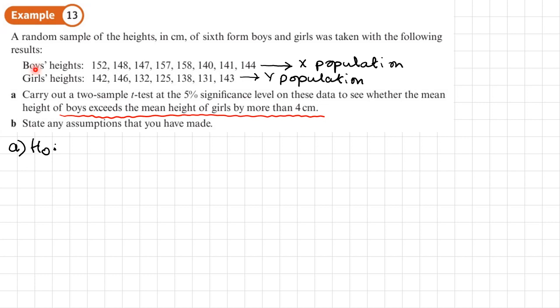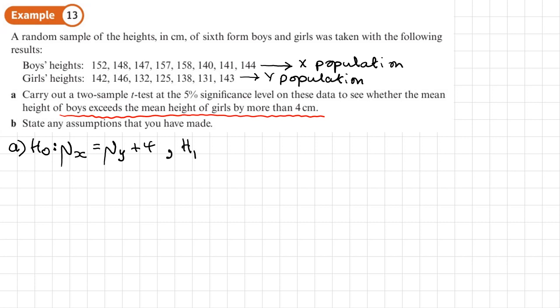So here I'm making the boys the X population and the girls the Y population, because I'm expecting the boys to have a greater mean. So that's going to give me a positive. So the mean of the boys is equal to the mean of the girls plus 4. So if I add 4 to the height of the girls, I get the height of the boys. That would be H0. Okay, that actually it is 4 centimetres more than the height of the girls.